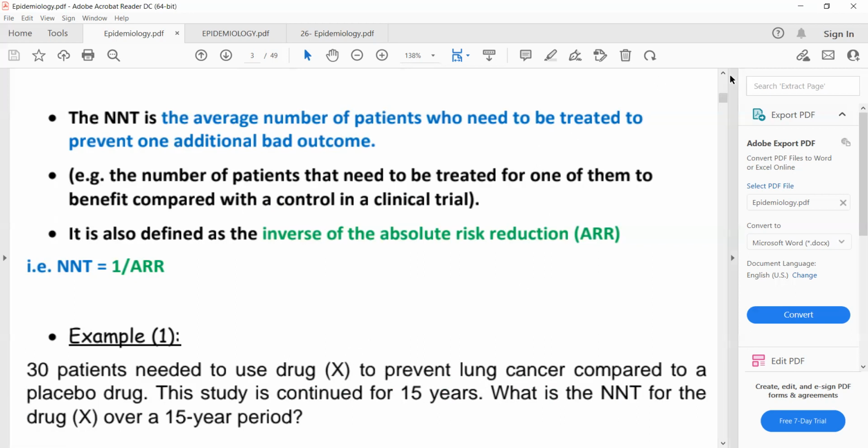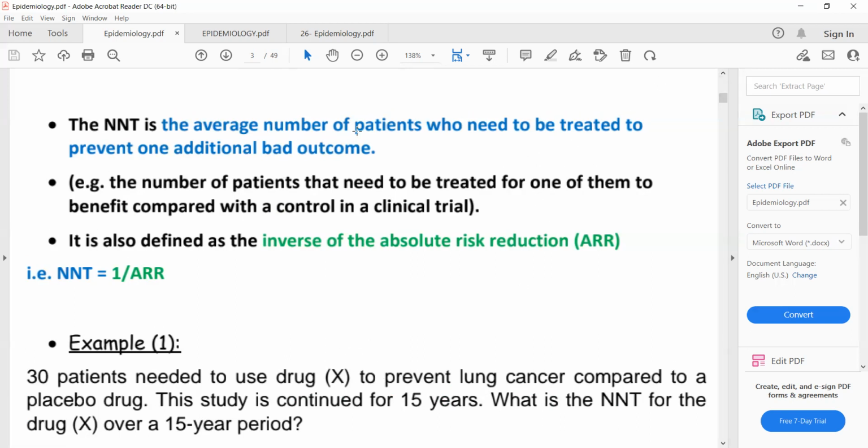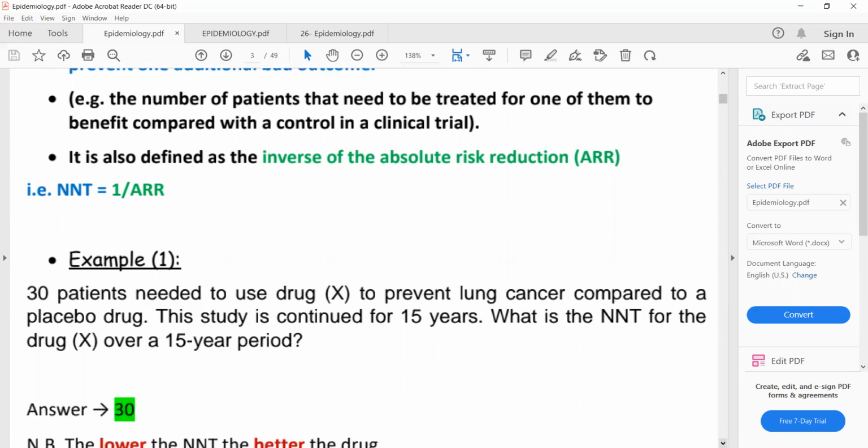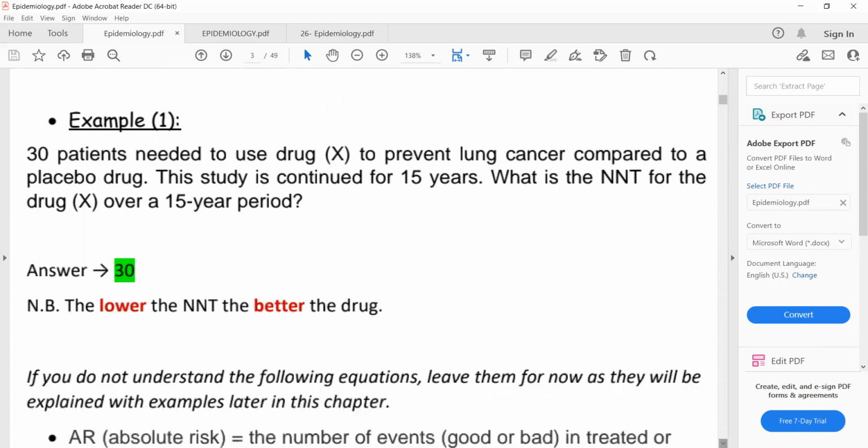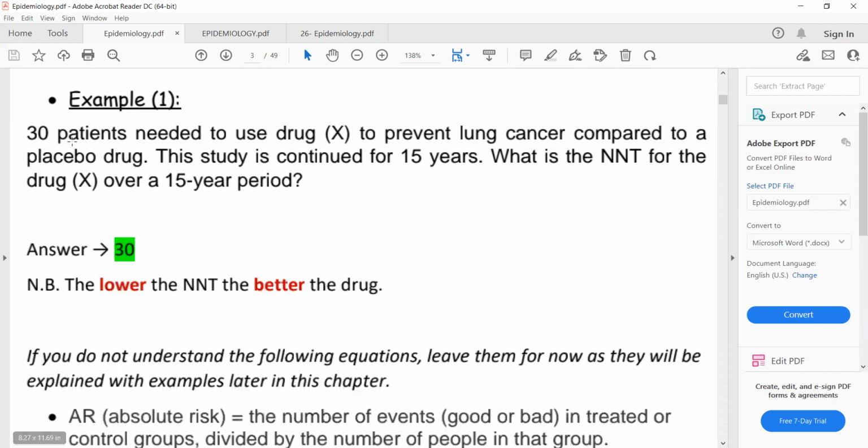So what is NNT? NNT is the average number of patients who need to be treated to prevent one additional bad outcome. So in this example, you can see that NNT is 30 because 30 patients needed to be treated with drug X to prevent lung cancer.